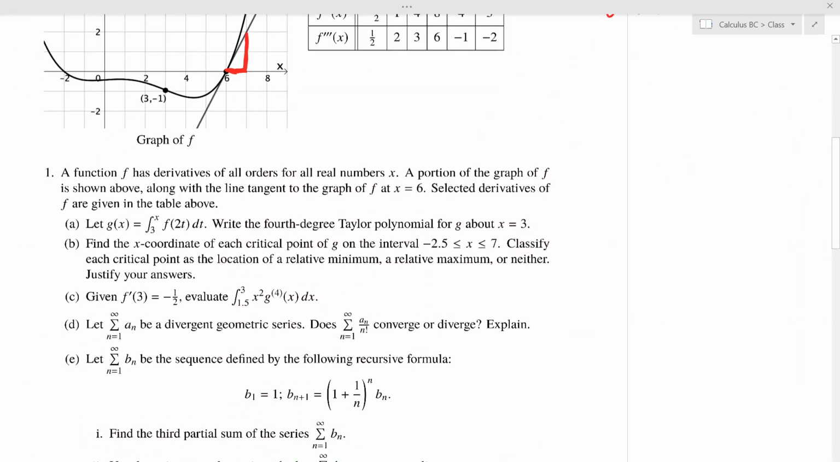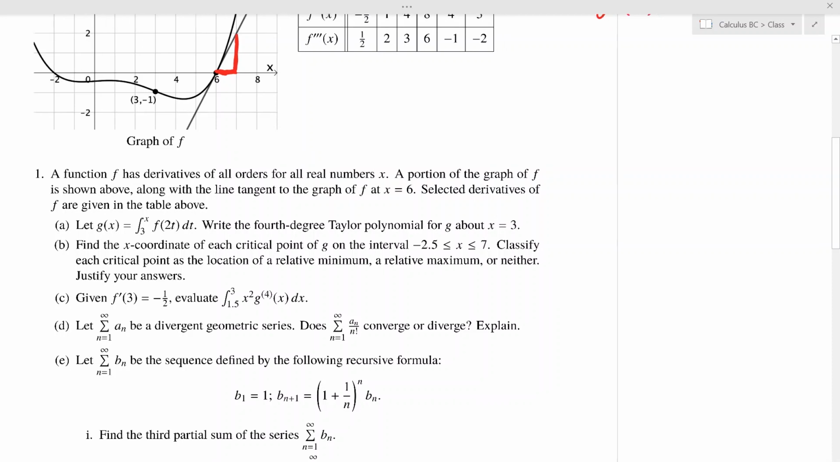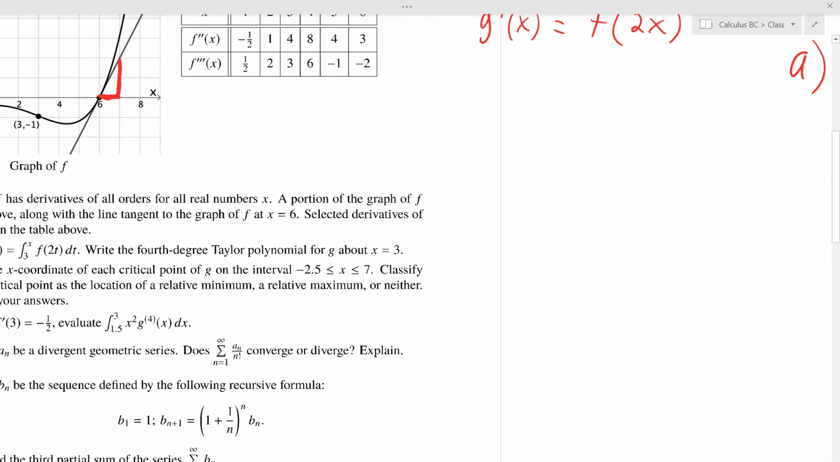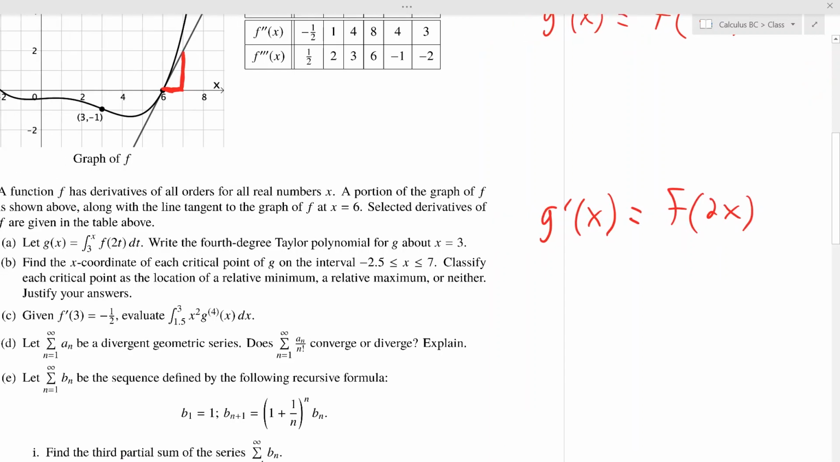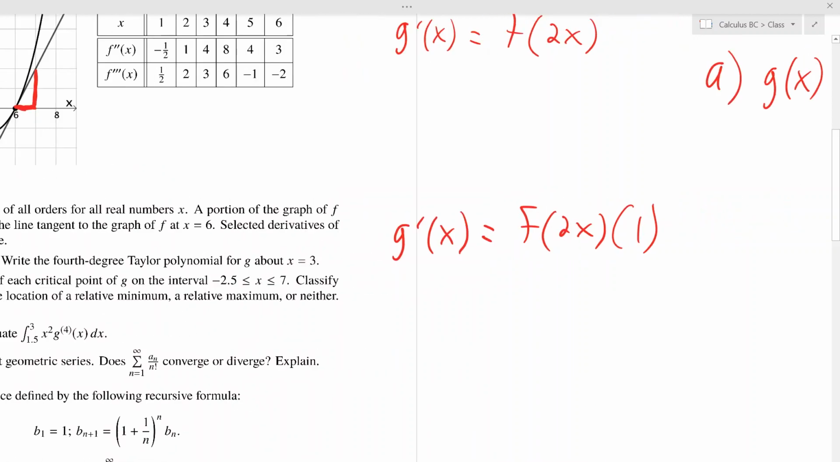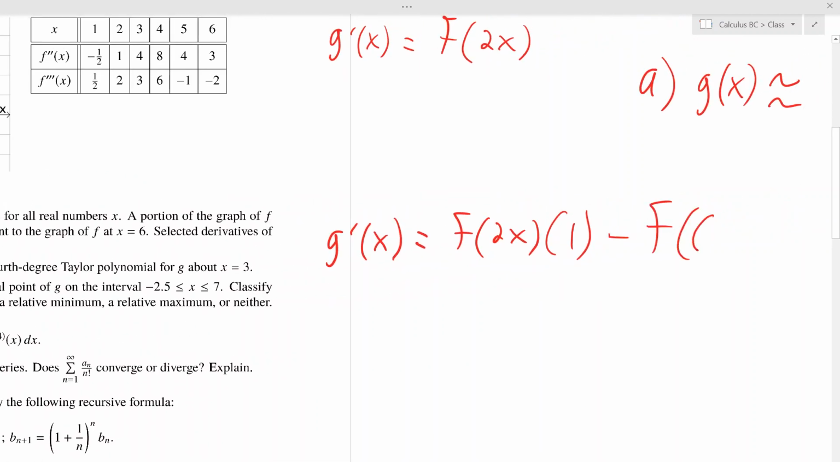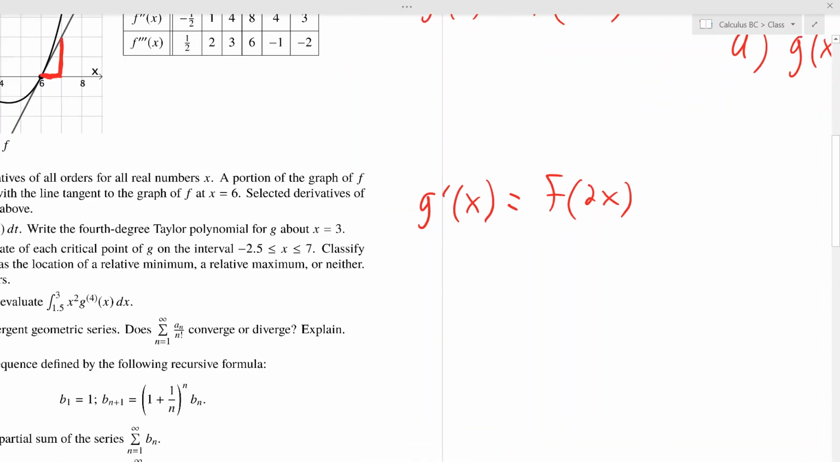All right. So B says find the x coordinate of each critical point of G. It's classified as a relative min, relative max, or neither. So we find critical points, critical values, by deriving, right? So we're going to find G prime of x, which we already did. That's just f of 2x. You all remember how to derive an integral, right? You plug in the top times the derivative of what you plugged in. So it's technically this times 1 because we plugged an x in. And then minus, plug in the bottom limit, the lower limit, that'd be f of 6, but times the derivative of 3, which would be 0. So that boils all the way down to just f of 2x.